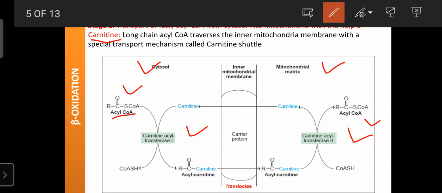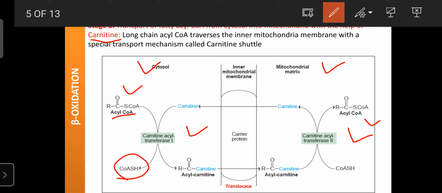Only with the help of carnitine, in the presence of carnitine acyl transferase 1, acyl CoA is converted into acyl carnitine, losing coenzyme A, CoASH. This enzyme separates the CoA from the acyl and joins the carnitine, forming the acyl carnitine complex. Then with the help of the translocase enzyme, it transports the acyl carnitine into the mitochondrial matrix.